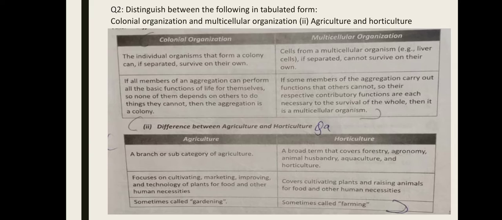Second, agriculture and horticulture. Agriculture is a branch or subcategory of agriculture. Horticulture, a broad term that covers forestry, agronomy, animal husbandry, aquaculture, and horticulture. Second point focuses on cultivating, marketing, improving, and technology of plants for food and other human necessities. Horticulture covers cultivating plants and raising animals for food and other human necessities. Agriculture sometimes called gardening. Horticulture sometimes called farming.